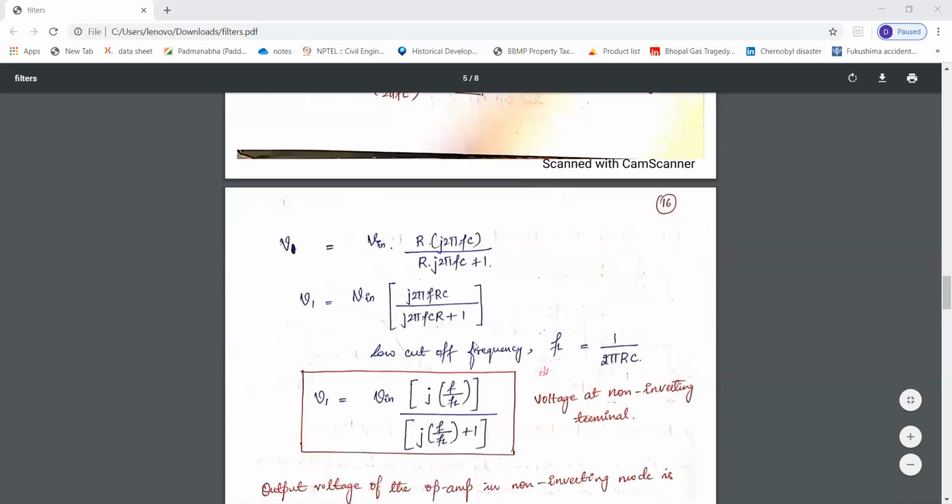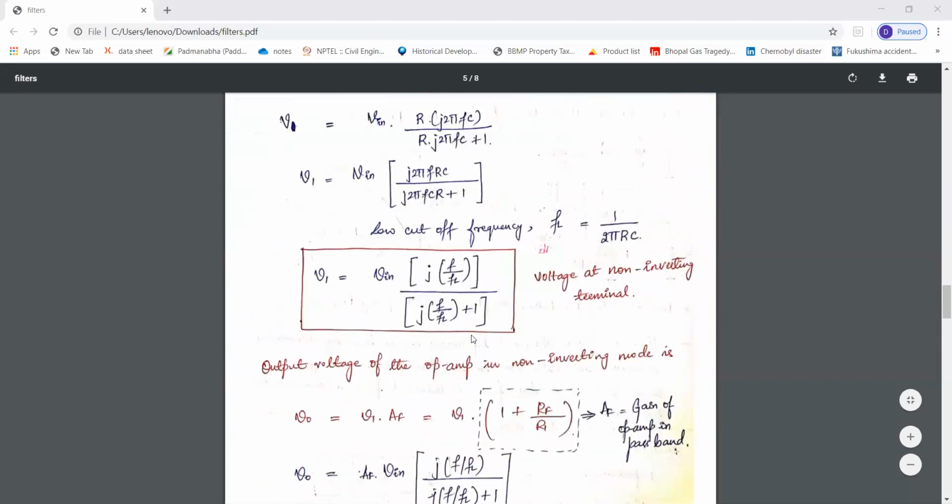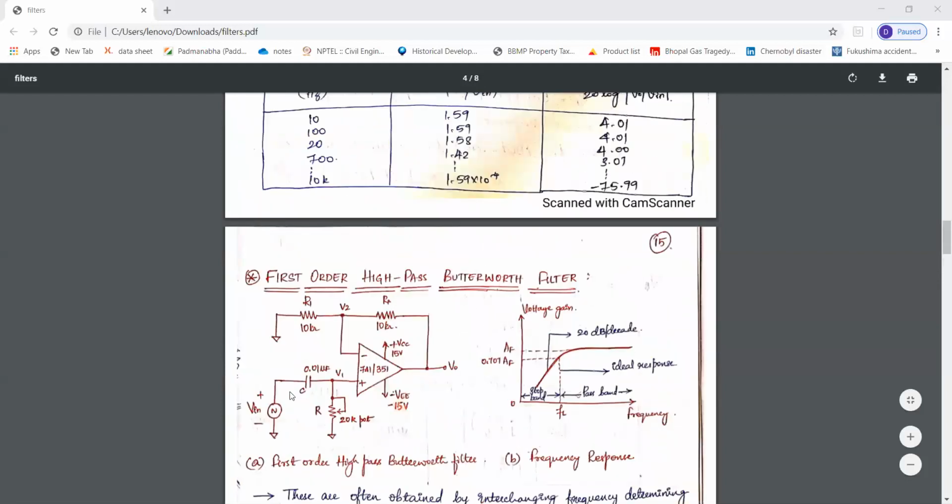Next, upon simplification, we will get V1 equal to Vin times (JF by FL) divided by (JF by FL plus 1). This is the voltage at the non-inverting terminal. Now, this particular voltage, that is the input voltage, will not be considered as the input voltage by the op amp. Instead, the voltage at the non-inverting terminal, that is V1, will be considered as the input signal to the op-amp.